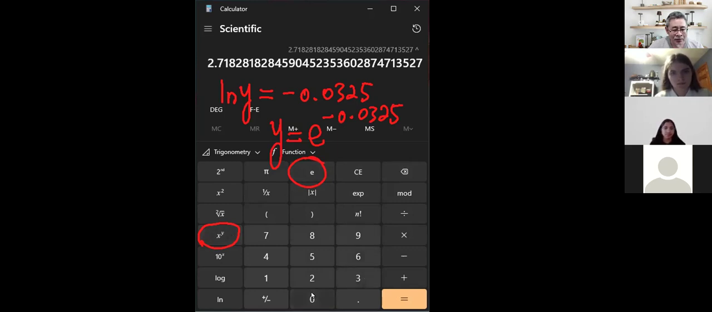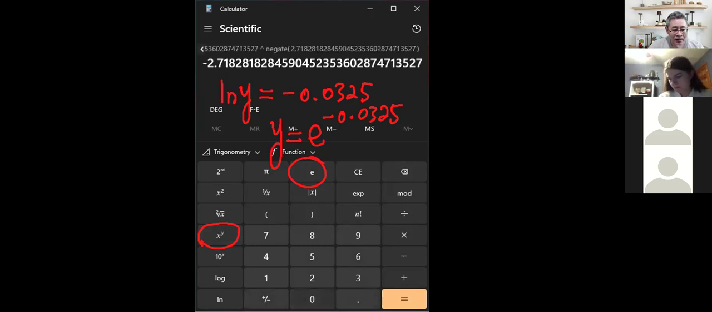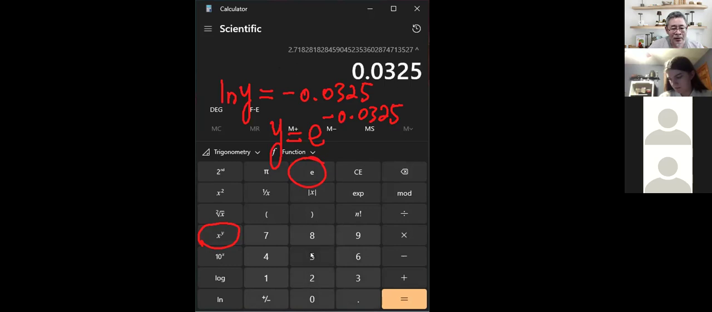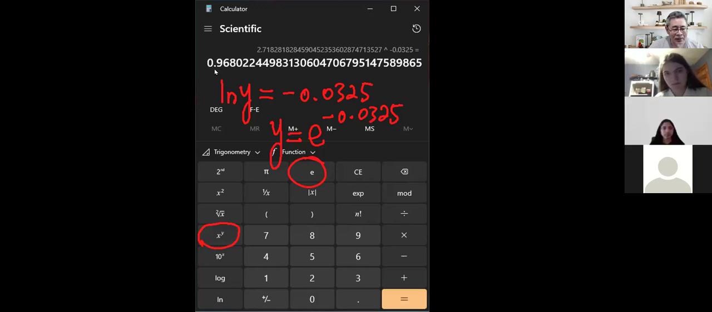Then we do negative 0.0325. Actually, we type the number first, then put negative. And you can see that we'll get this 0.96. If we round it to hundredths, that's 0.97.